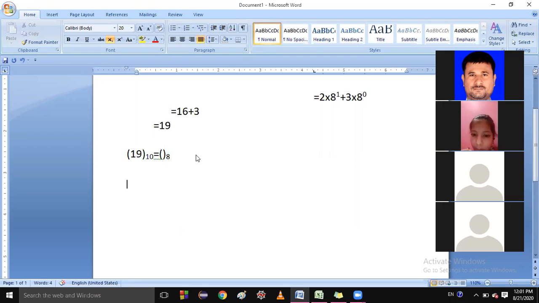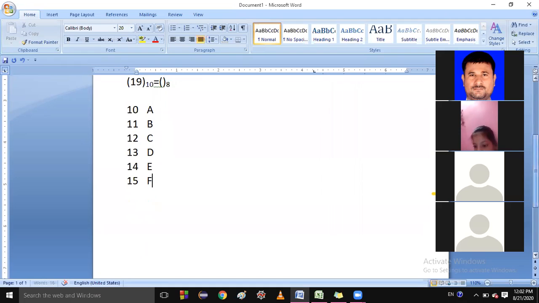Now let me give a very important thing. 10 is represented in hexadecimal as A. 11 is represented as B. 12 is represented as C. 13 is D. 14 is E. 15 is F. Very nice.